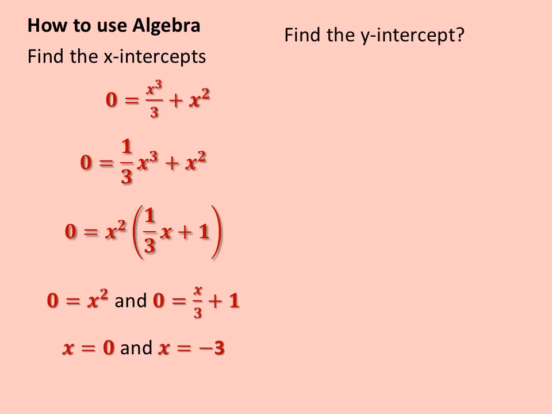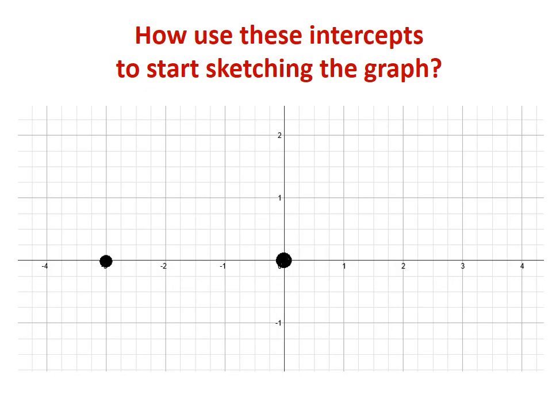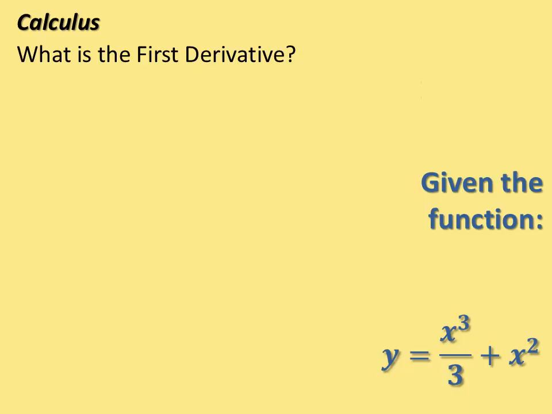Well, what about the y-intercept? Yeah, we can do that too. When we do that, x is 0. Solve, y equals 0. What can I conclude? You now know that the x-intercepts are (-3, 0) and (0, 0). Hey, (0, 0) is also your y-intercept. We got 2 points. There they are. We're on a roll. All right, now let's talk about calculus.